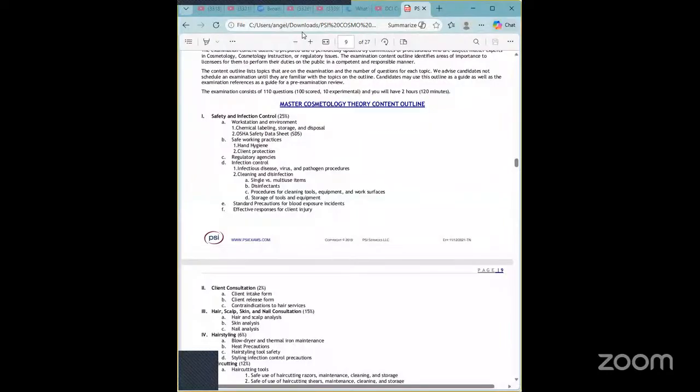I thought I sent that, but I guess I didn't. I'm going to check again. But these are the areas that you should be highlighting in chapter 5. Workstation and environment. All right. Chemical labeling, storage, and disposal. OSHA safety data sheets. So as we begin to jump in, you're going to find many agencies, the EPA, OSHA, things of that nature. That should be highlighted, and those should be study areas.